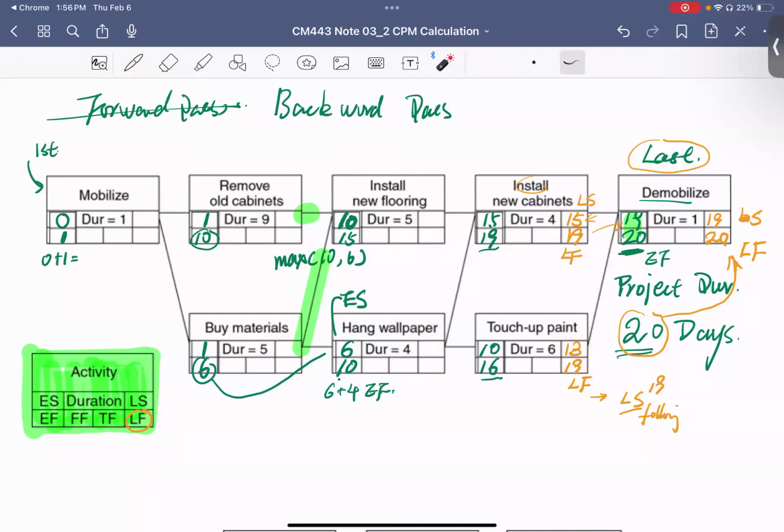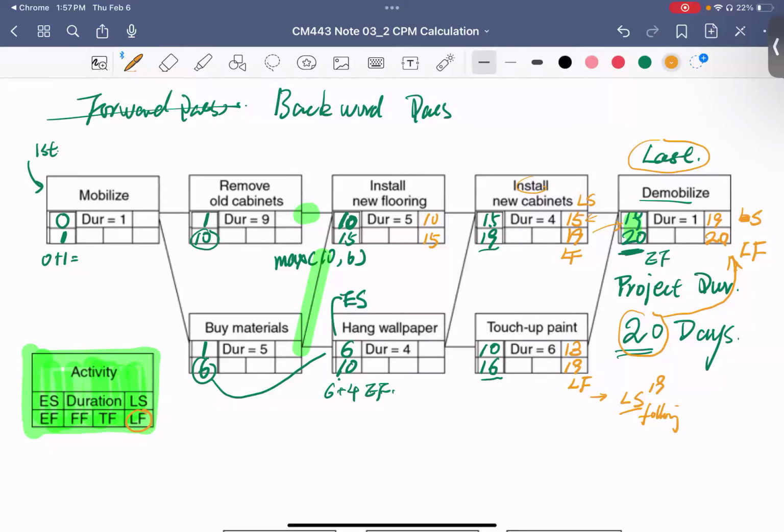Can anyone tell me this? This is easy. Let's do the easy one. Would it be 10 and 15? Yes, the top one is 10, and the low one is 15.